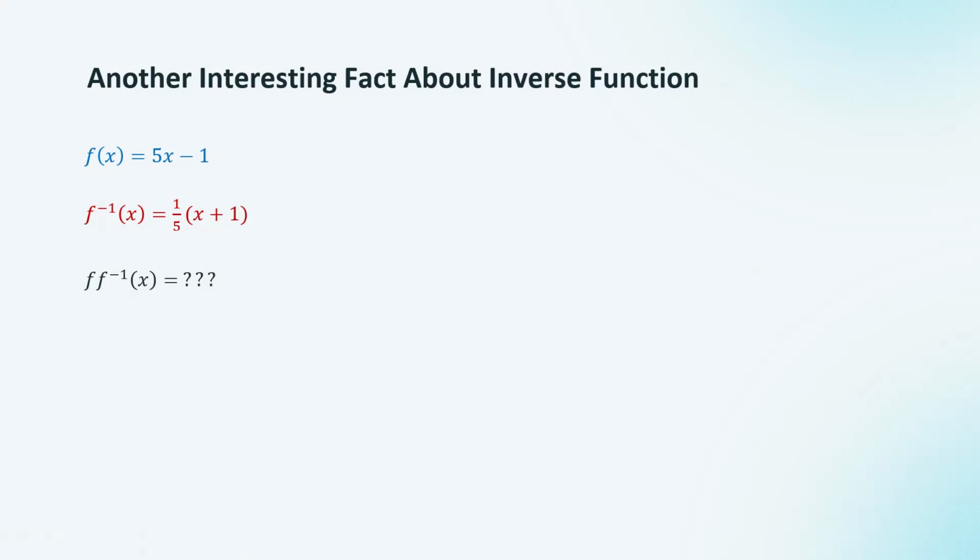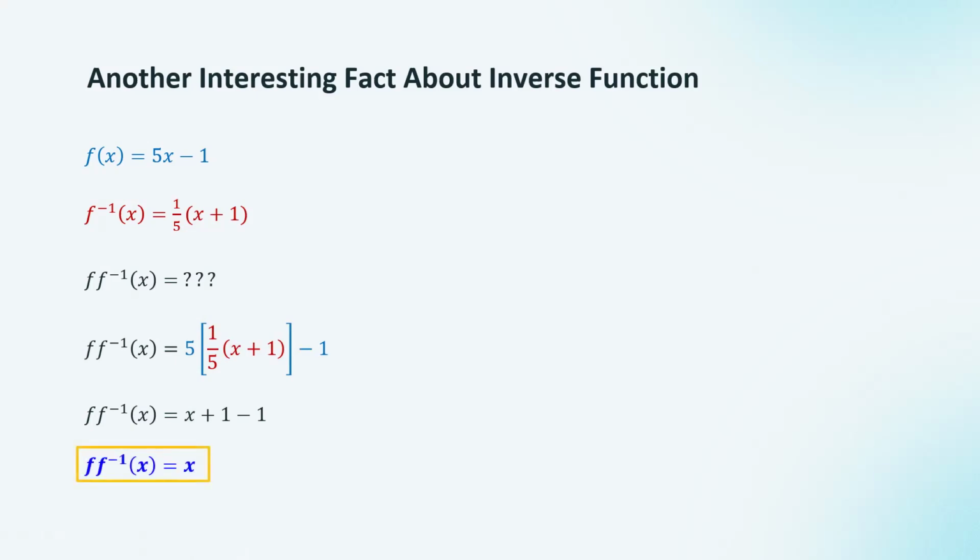Remember that a composite function means that the inverse function, in this case, is going to be the input of the original function. So it's going to look like this. Then we can do some simple algebra, and we know that the composite function will result in x.